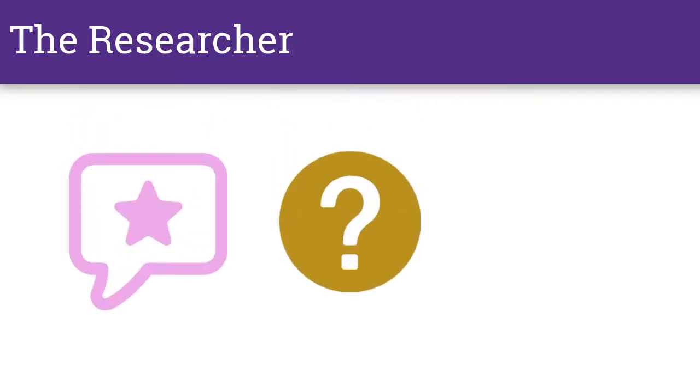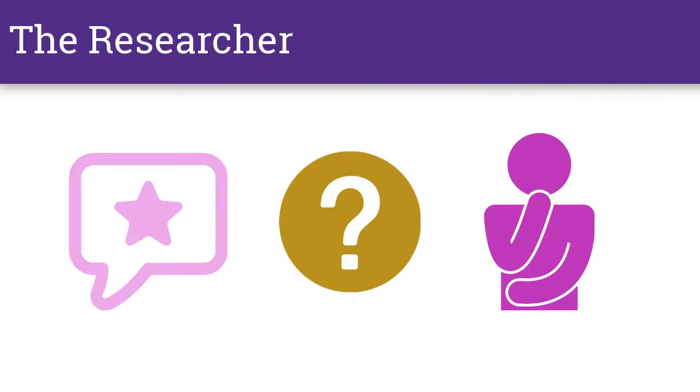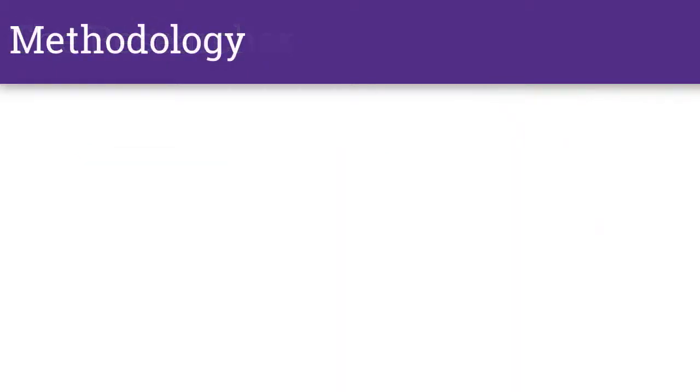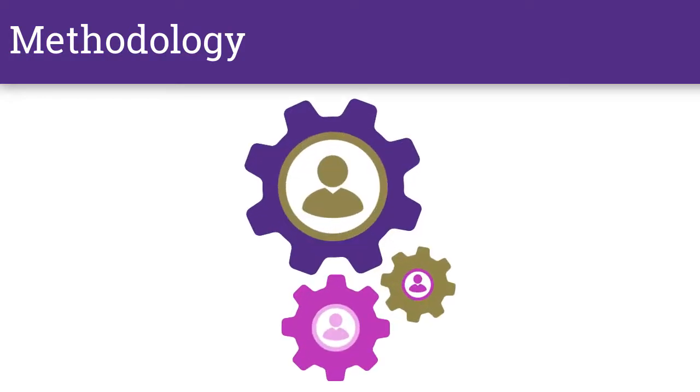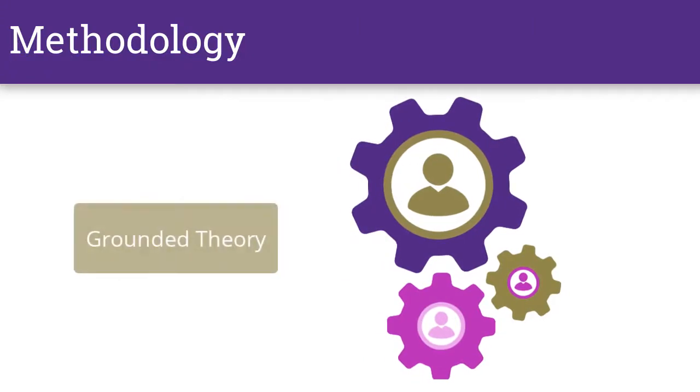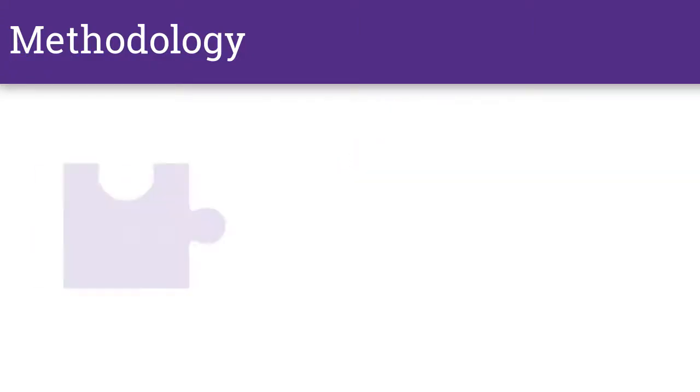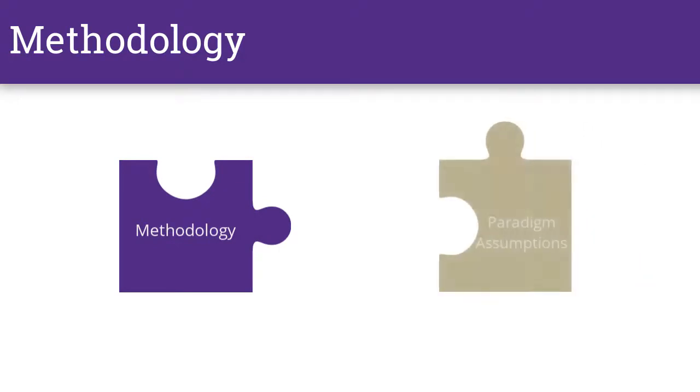Now that you have your topic, your research question ideas, and the knowledge about your own assumptions, it is time to choose a methodology. You want to choose a methodology that fits with your intended purposes of the study. For instance, are you looking at social processes? Then you would likely use grounded theory as it is used to study social processes. You will also need to know if the chosen methodology fits well with your paradigm assumptions.